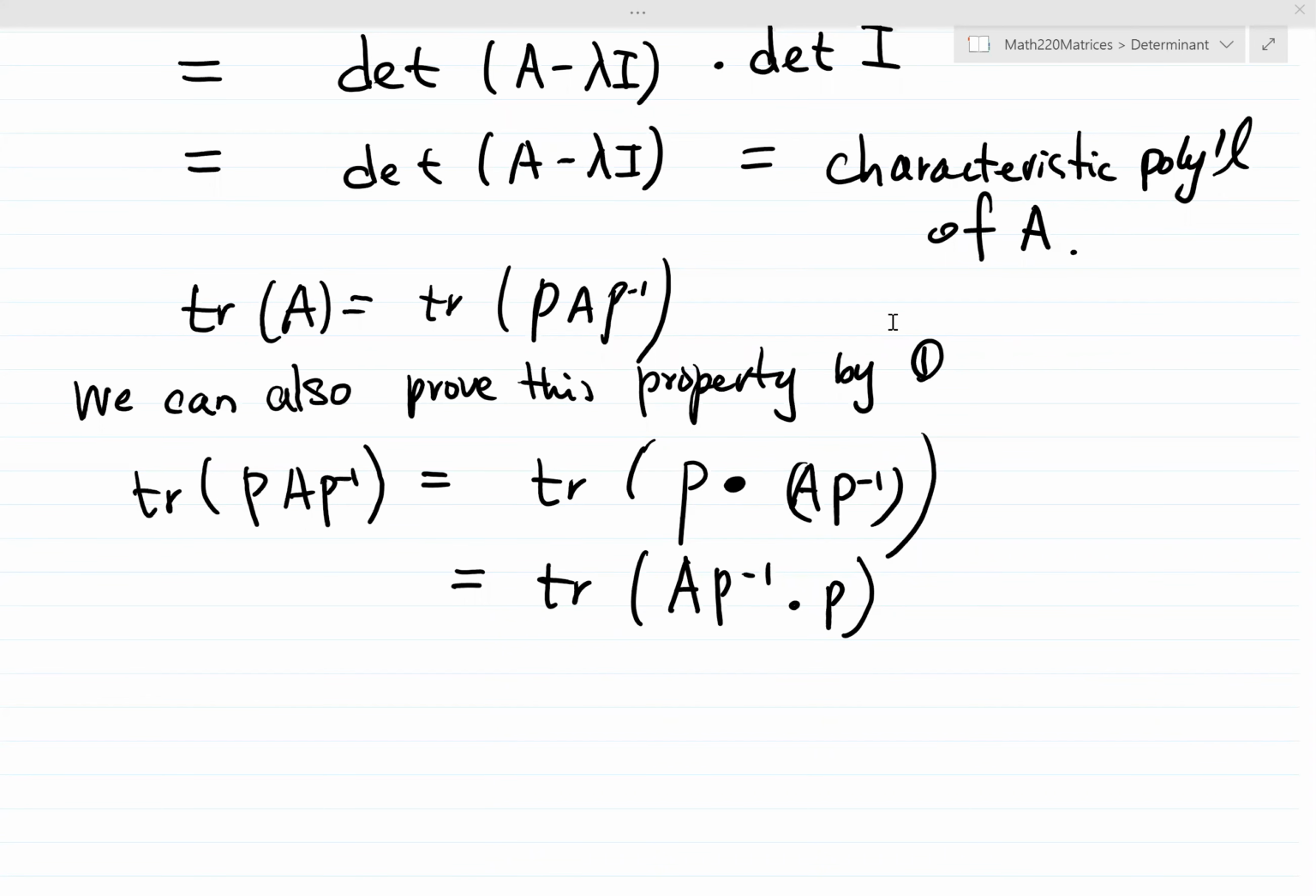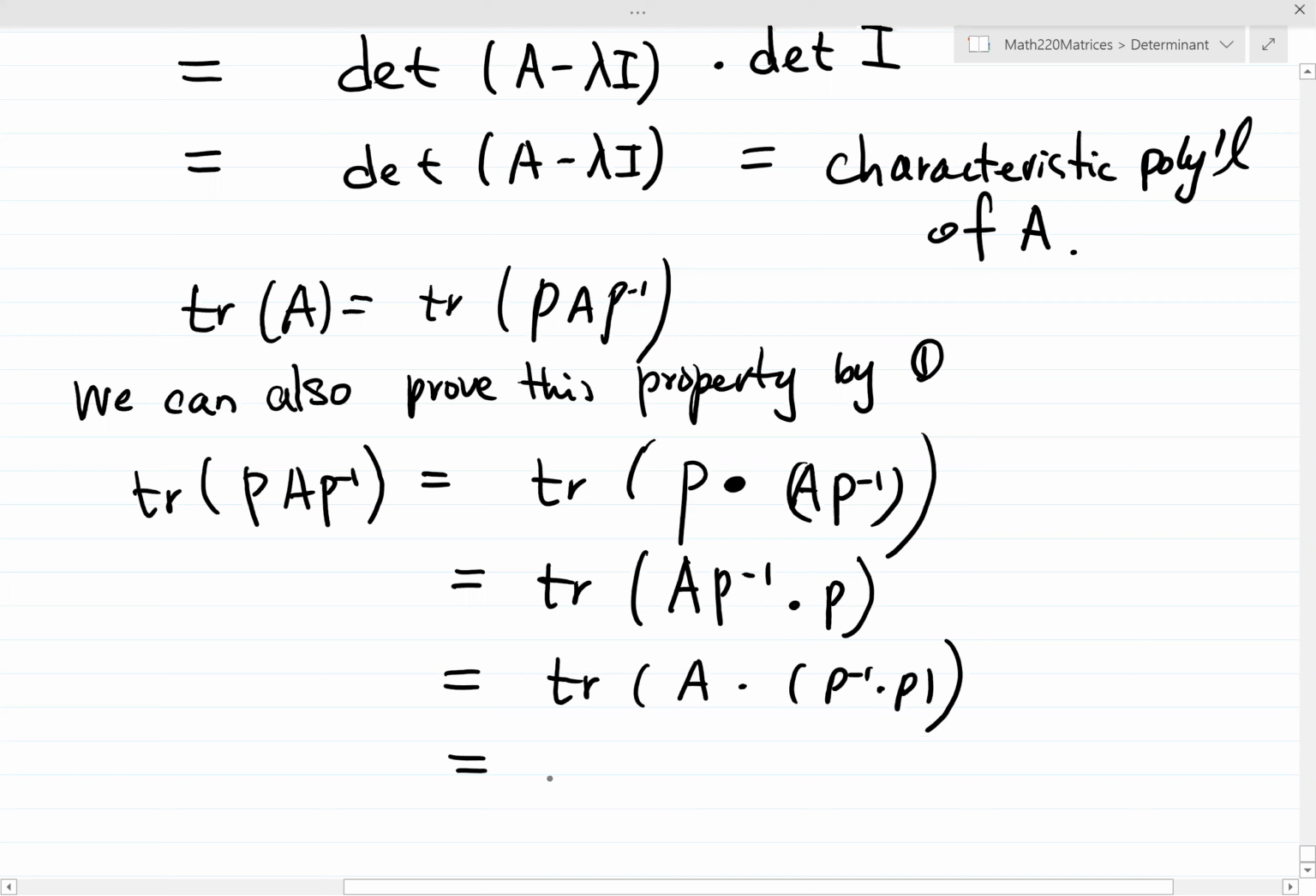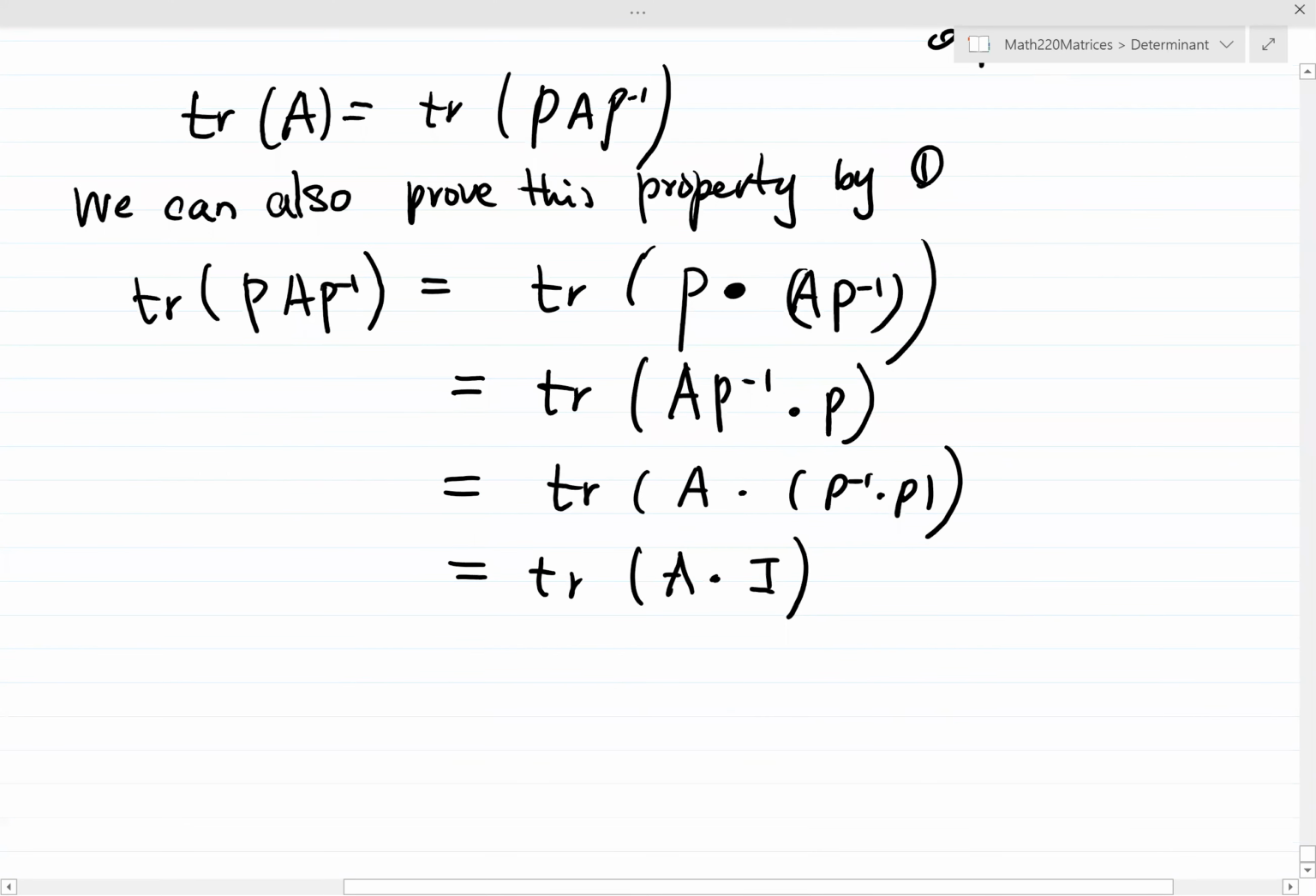So this will get the trace of A P inverse times P, by the associative property. So this is A times P inverse times P. Since P is invertible, P inverse times P is the identity matrix. Now the identity matrix multiplied by any matrix A gives just matrix A. So the trace of A, then we're done.